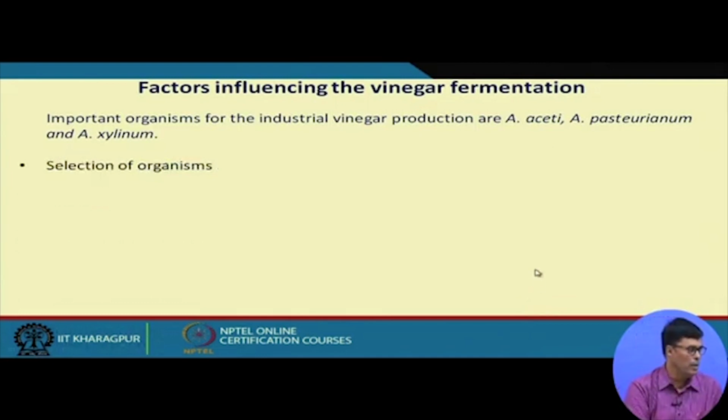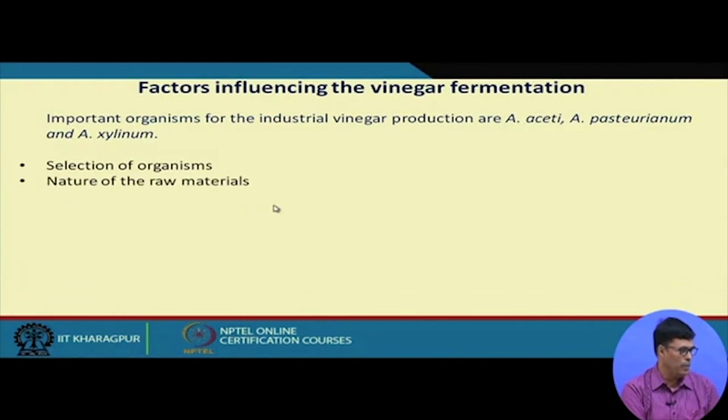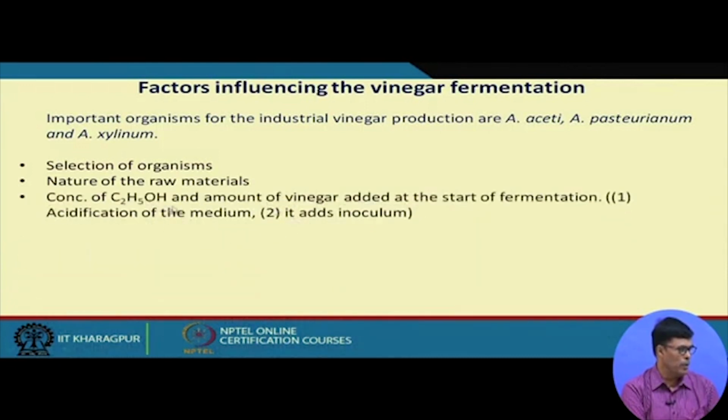Now, the question comes: what are the factors that influence the vinegar fermentation process? The important organisms used are Acetobacter aceti, Acetobacter pasteurianus, and Acetobacter xylinum. The first factor is the selection of organism and the nature of the raw materials. Then the concentration of ethanol and the amount of vinegar added at the start of fermentation, because they use a lot of vinegar in the initial phase. It is used as an inoculum, and it also maintains the pH of the media, which should be acidic, around 3 to 3.6. I shall discuss the process in detail.